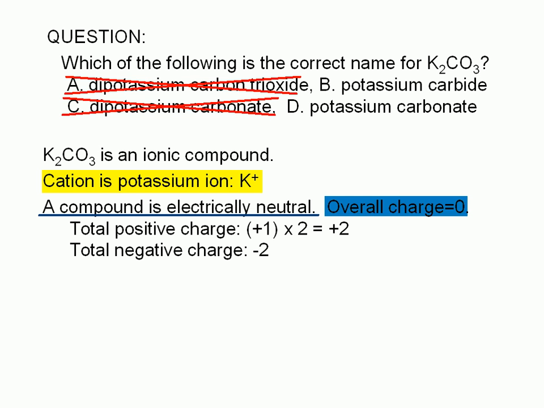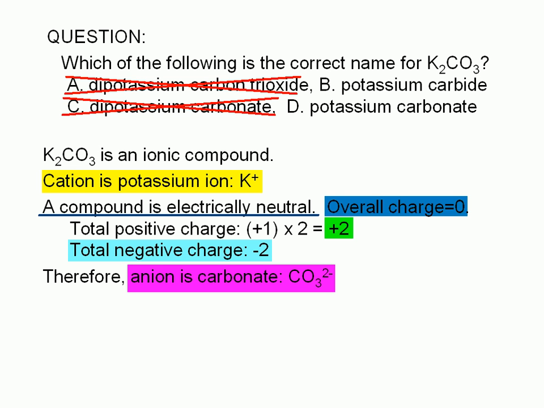We use the fact that a compound is electrically neutral. Therefore, the total of all ions indicated in the formula must equal 0. We know that each potassium ion has a +1 charge. Since there are 2 potassium ions given in the formula K2CO3, total positive charge is +1 times 2, or +2. Therefore, the total negative charge must be -2. So the anion must be CO3 with a -2 charge.